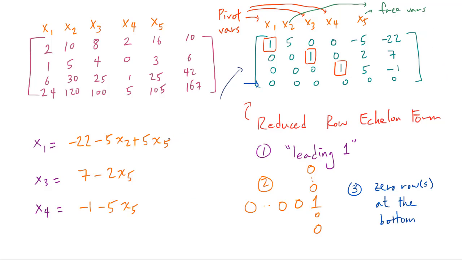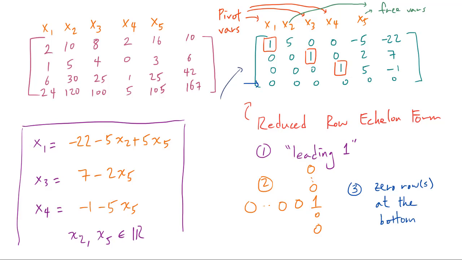Hopefully it's not too hard to see that this is exactly the same as the information represented here, and since x2 and x5 don't have any dependencies, they are essentially free. We can freely assign them any value. So here, let's say we're in the system of real equations, we can really let x2 and x5 be any real number, and x1, x3, x4 are now determined. So there you go. This is how you find the solution.